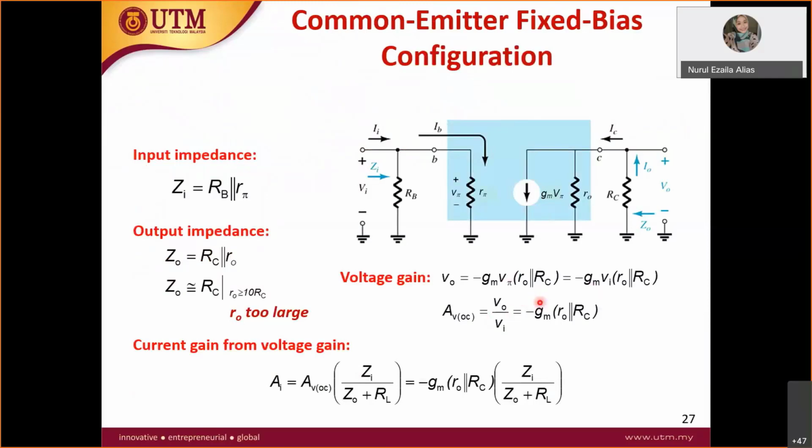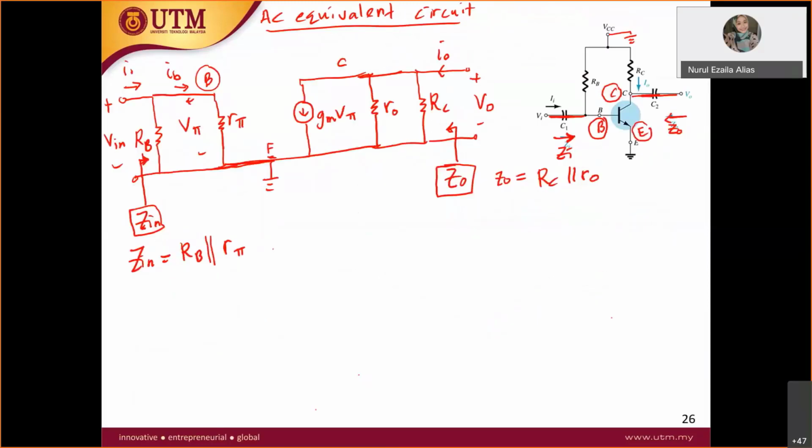Okay, let's take a look together at the voltage gain. So AVOC is equal to V out over V in. Let's write the equation first. Why AVOC? Because you don't have resistor RL here at the output.